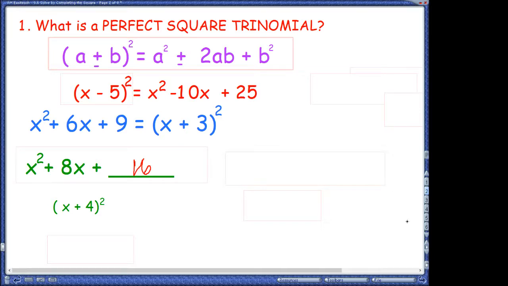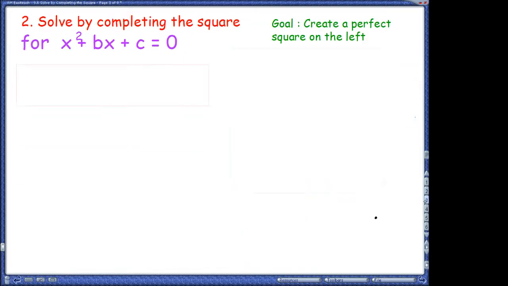Similarly, if we have x squared minus 18x, what should that last number be? It turns out that that last number is going to be 81, and this is the square of x minus 9. Now if you are not able to see the pattern, that's okay. You're going to see how it works in the next slide.